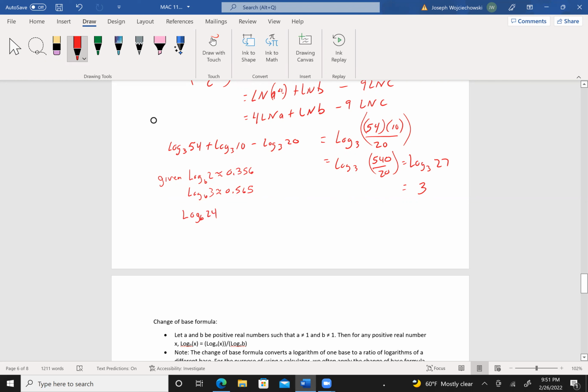Well, what is 24? This is the log base b of 2 times 2 times 2 times 3, right? That's 24. 2, 4, 8, 24. So this is the log base b of 2 to the third plus the log base b of 3, which would be 3 times the log base b of 2 plus the log base b of 3. I'd have 3 times 0.356 plus 0.565. Do some calculating. 3 times 0.356 plus 0.565, and I get approximately 1.633.